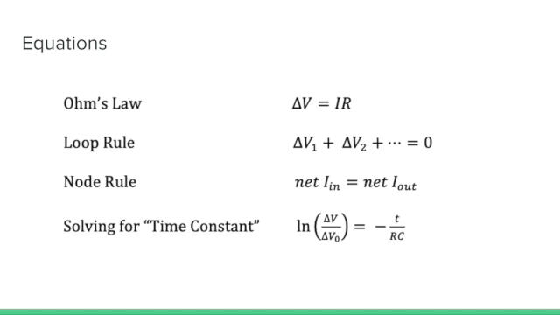In this lab, we're going to need a few equations. First, we're going to have Ohm's law, which is just delta V equals IR. And then we have the loop rule and the node rule. And then we're also going to have this equation to solve for the time constant using the natural log of the potential difference over the potential difference delta V naught equals negative t over the time constant RC.